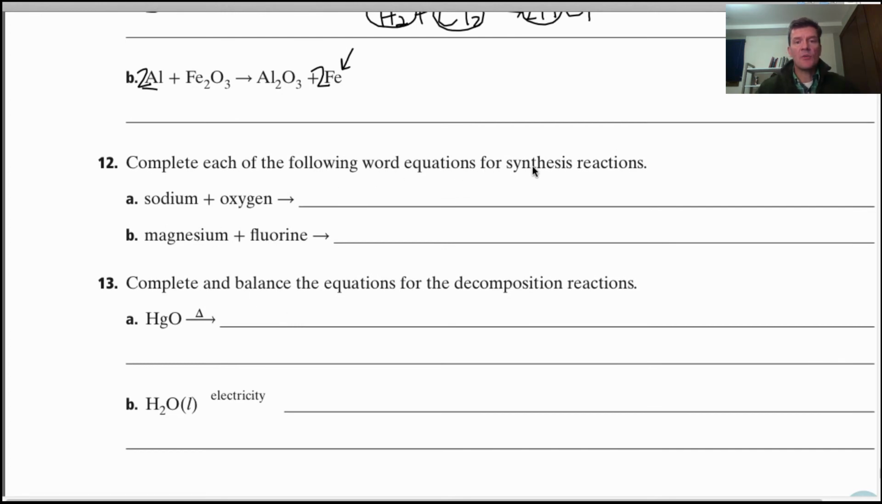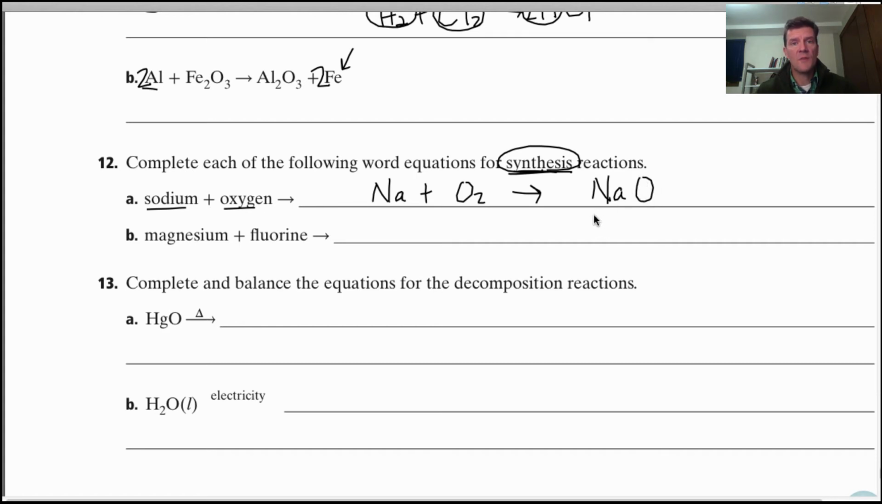Complete each of the following word equations for synthesis reactions. So synthesis means you can have 2 or 3 things, 2 or more things coming together. So sodium and oxygen. Oxygen is always O2 when it's by itself. It's going to produce what? Well, sodium oxide.